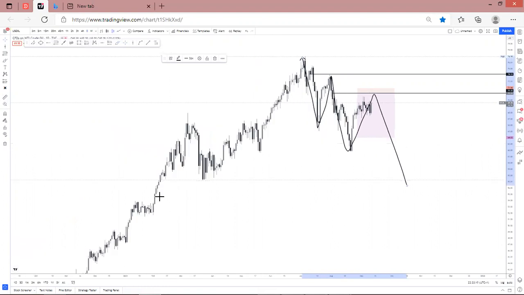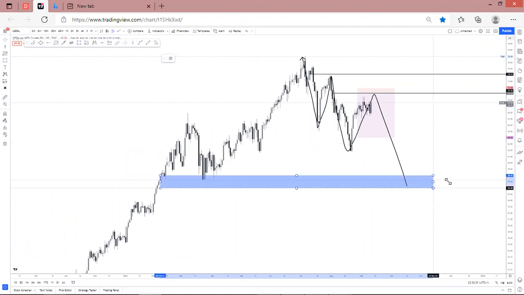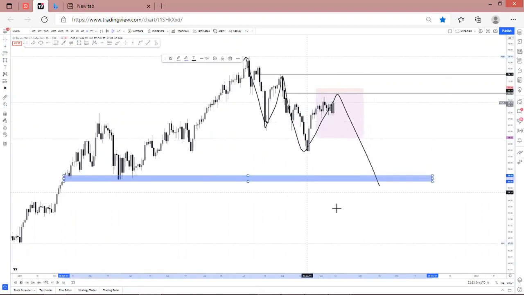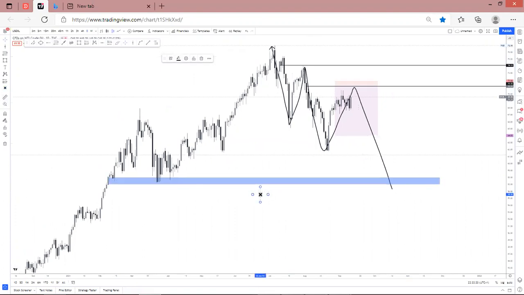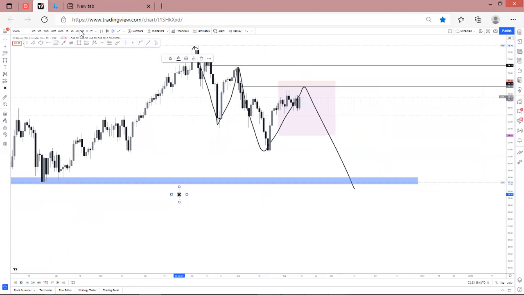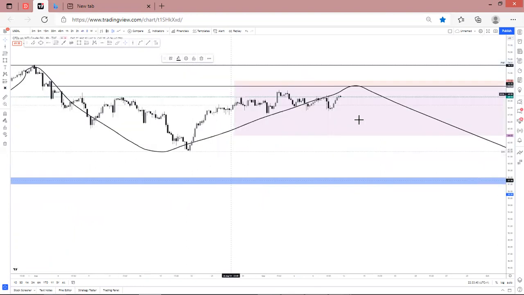So now how do we get in on the chart? We just mark out a series of areas. Right here, we just mark out this area, which is a potential area for US oil to drop to, which is around 55. So we can anticipate the drop of price to this point. Now let's go to a lower time frame and see where we'll be looking at entering the chart.